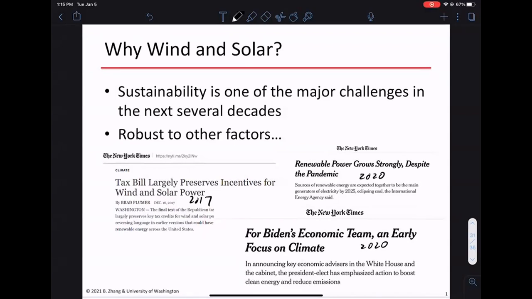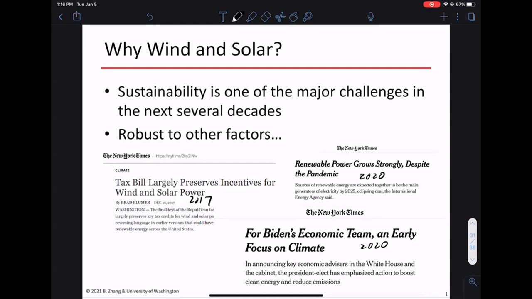And interestingly, one sector of the economy that grew a lot during the pandemic is renewable power generation. Even though our GDP shrank by something like 20% in one quarter, renewable power grew steadily all throughout 2020. So it's fairly robust to all kinds of external factors. It looks like it will not go away, and it's coming no matter what. Our goal is to figure out, from an engineering perspective, how we integrate wind and solar.